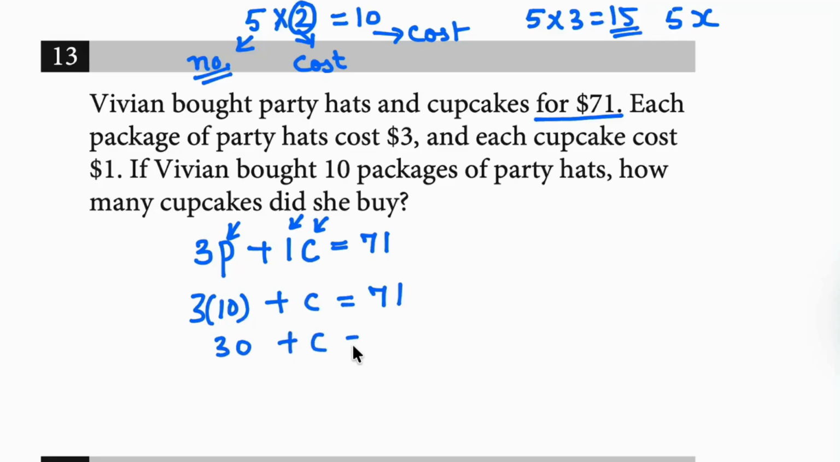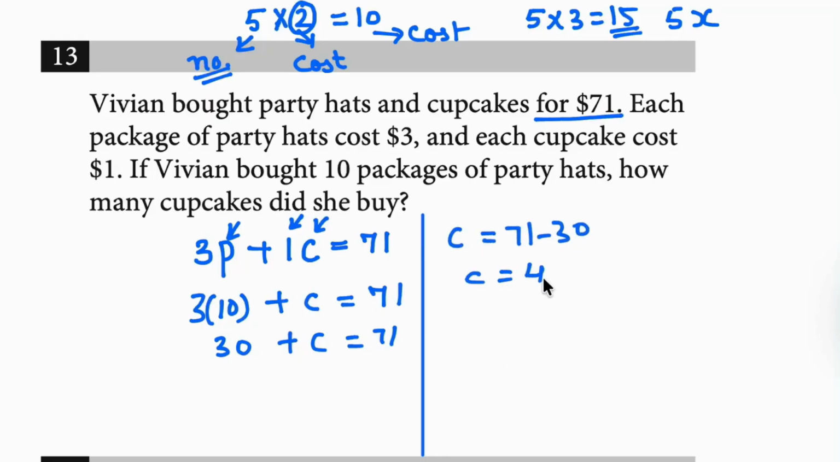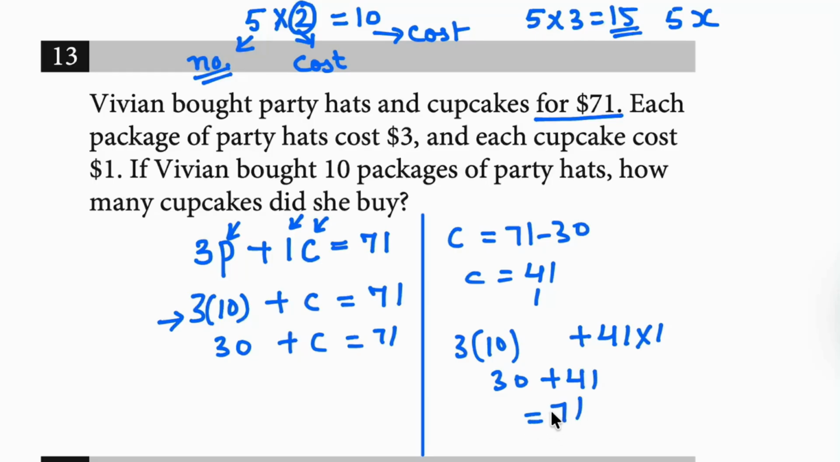30 plus C is equal to 71. Now the next part is we have to solve the equation. So subtracting 30 on both sides, C is equal to 41. Now if we check our answer, if 10 party hats are purchased and 3 is the cost of one party hat, and 41 cupcakes are purchased and 1 is the cost of one cupcake, so 30 plus 41, 71 is the total cost.